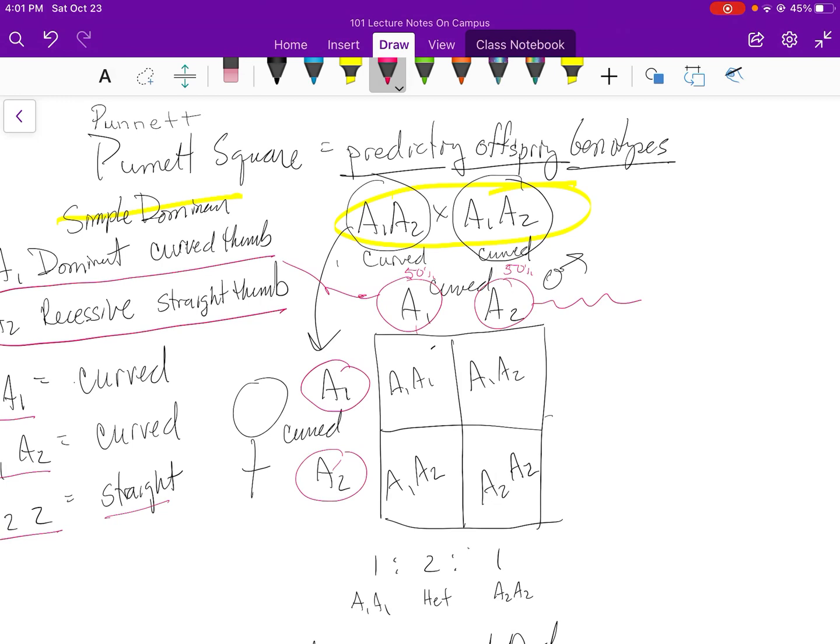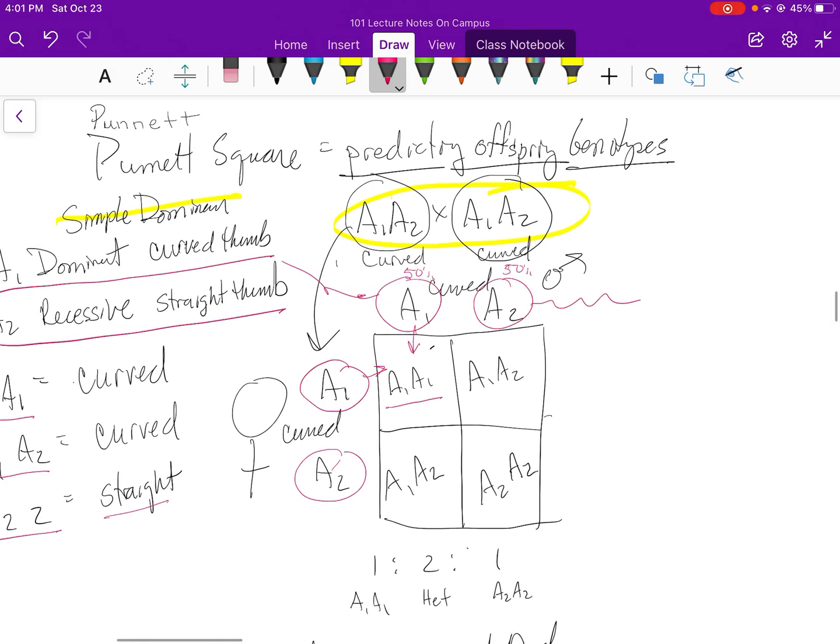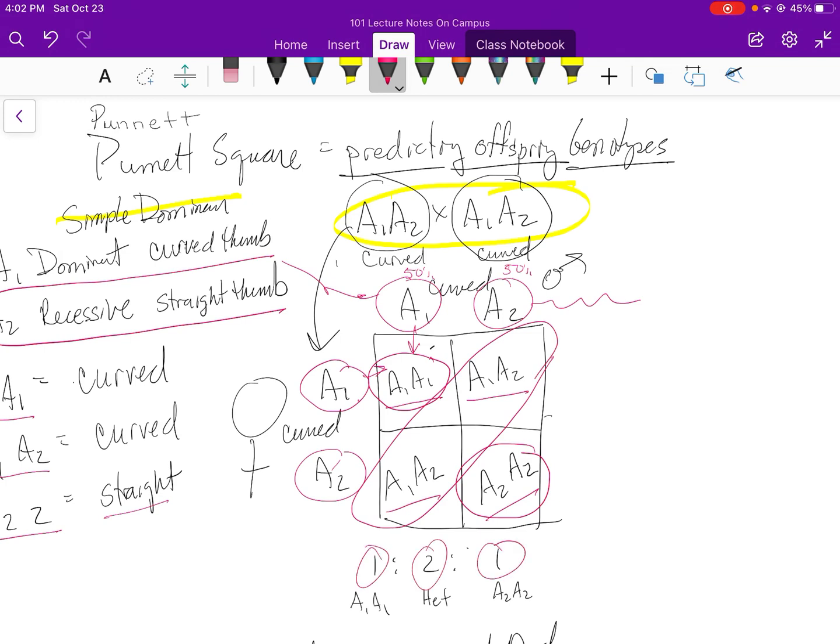So when we pair them up, we bring this one down and this one over, and we can make each of the different possible combinations. Each of these represents a combination. When we're done, we can see which ones look like which: there's a homozygous dominant here, there's a homozygous recessive, and these two in the middle are both heterozygotes. So this is a 1:2:1 ratio, if you want to look at it that way.